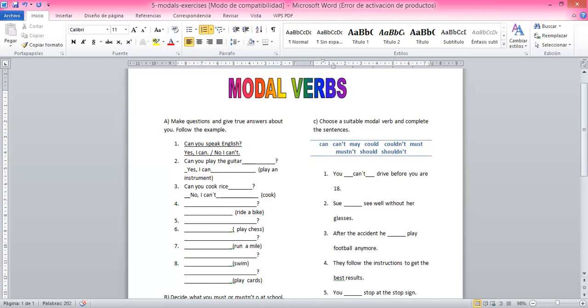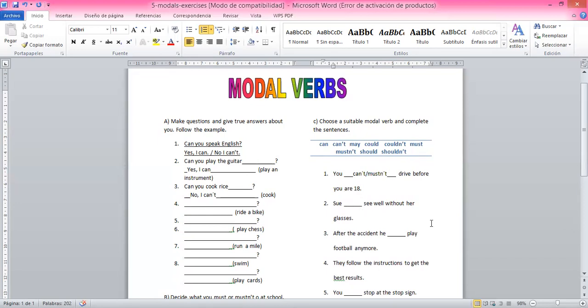It's like a prohibition, right? Even you can use, you mustn't. You mustn't drive before you are 18. Tú no debes conducir antes de que tengas 18. O sea, antes de cumplir los 18, ¿verdad? Because mustn't is used as well for prohibition. Let's see the second one. How would you do it?